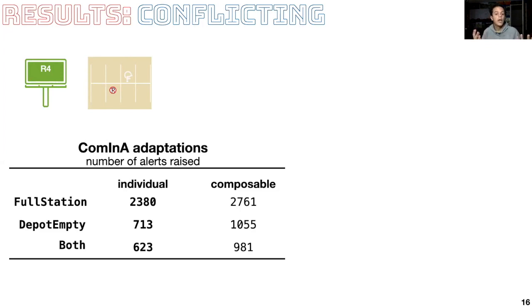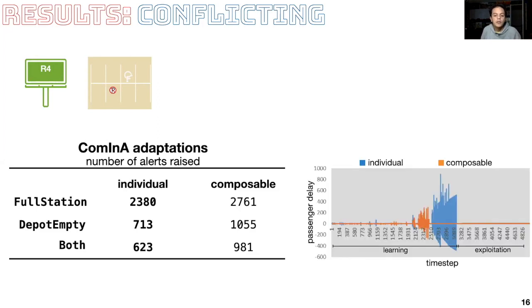So here, what we have is that choosing one individual adaptation is better than choosing the composed adaptation, so solving first for one of the adaptations and then the other, regardless of their order. And this is happening because the adaptations are conflicting. So of course, applying just one of the adaptations is better than applying both of them. And similarly as before, if we take into account the average delay time of the passengers, we observe in the exploitation phase that the delay times for passengers are comparable.